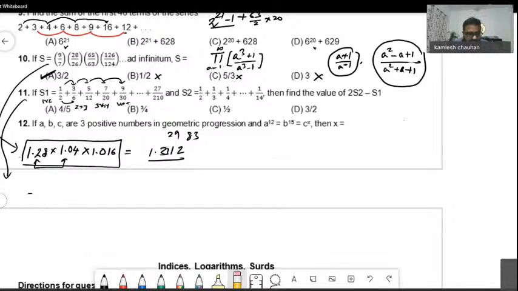Generic form इसका हो जाएगा 2n minus 1 divided by this. Okay. इसका generic form हो गया. Now when you have these generic forms, okay, we can, and number of terms दोनों का same है, that is a good thing.